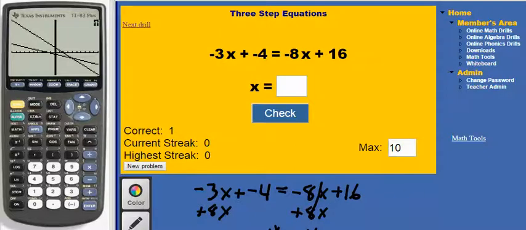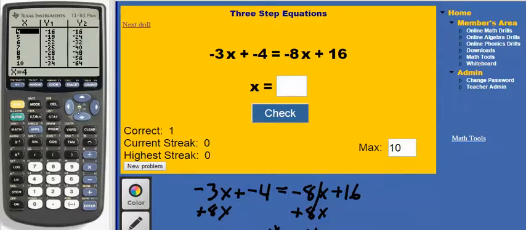So I'm going to look at my table right around that positive. Oh, it happens to be right there. It was just lucky that we were right on it. So when those two are the same, when y1 and y2 are the same, the x is my answer.